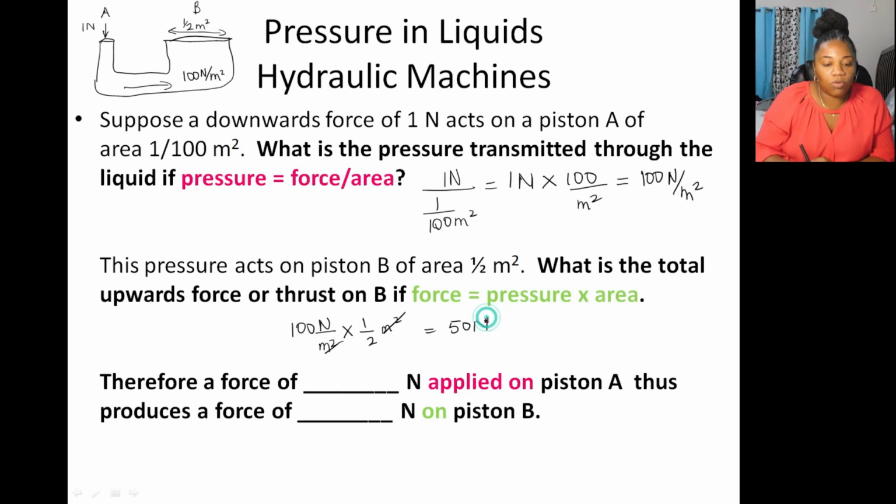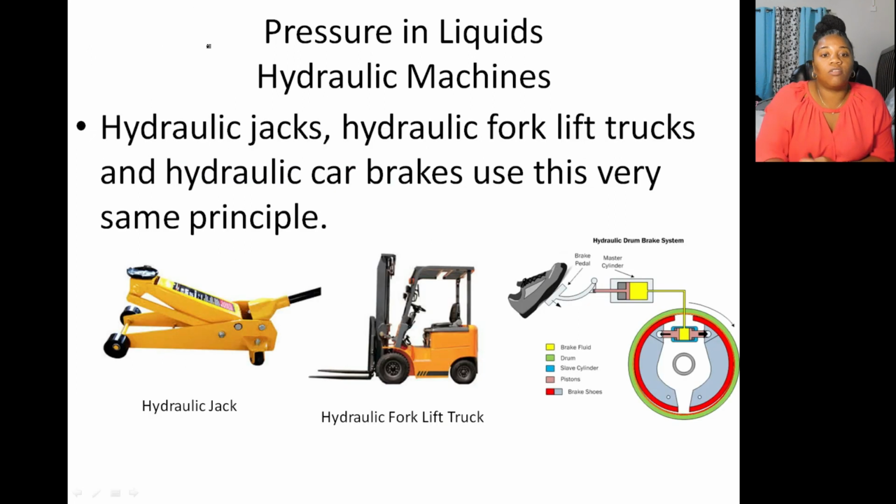So that would be the force that this would feel right here. 50 newtons, right? So therefore a force of 1 newton applied on piston A thus produces a force of 50 newtons on piston B. Could you imagine? You only had to apply 1 newton to get this large force being applied to the next piston there. So that's why hydraulic machines are so great.